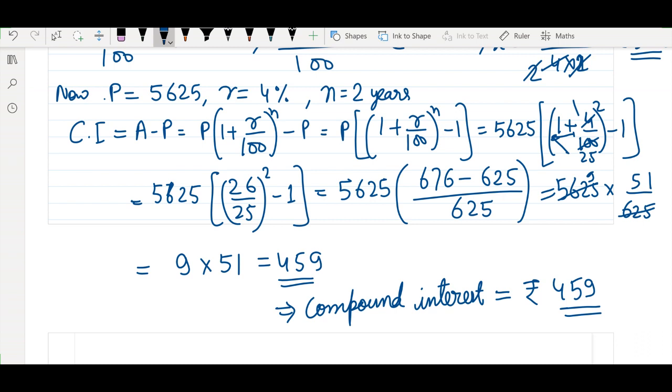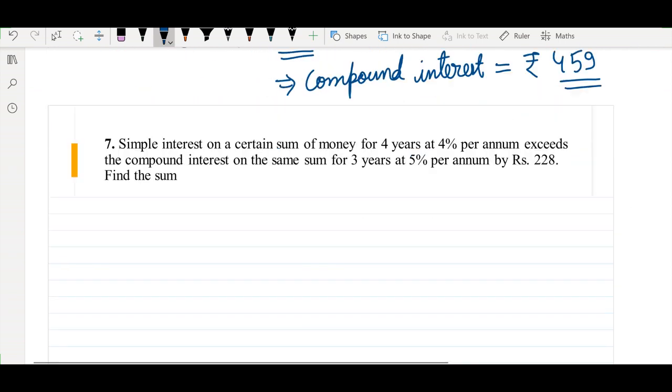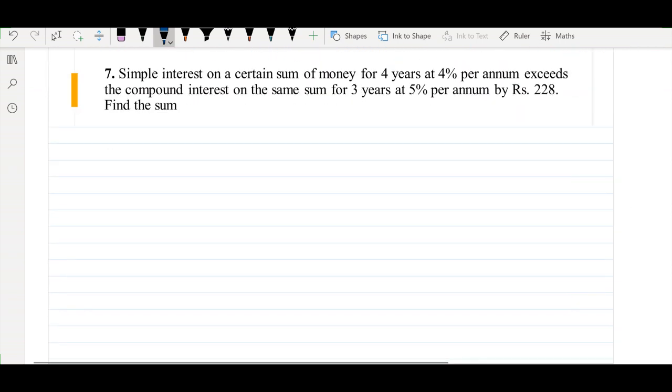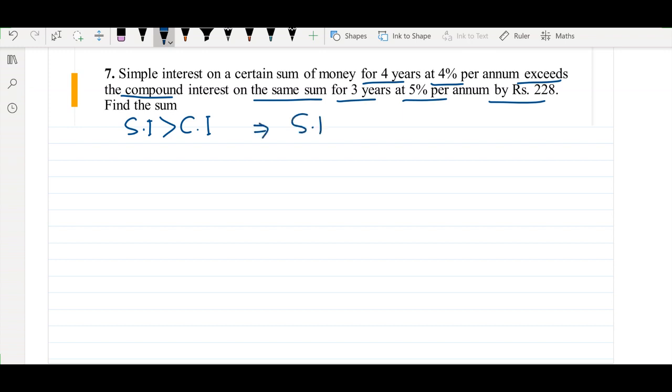Okay, if you have any doubt, you can note it down. Let's discuss the seventh question. The seventh question is: simple interest on a certain sum of money for 4 years at 4% exceeds the compound interest on the same sum for 3 years at 5% per annum by 228. Exceeds means SI is greater than CI, and by what quantity means SI minus CI is equal to 228.